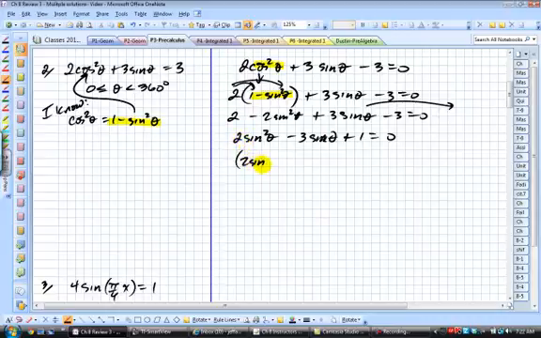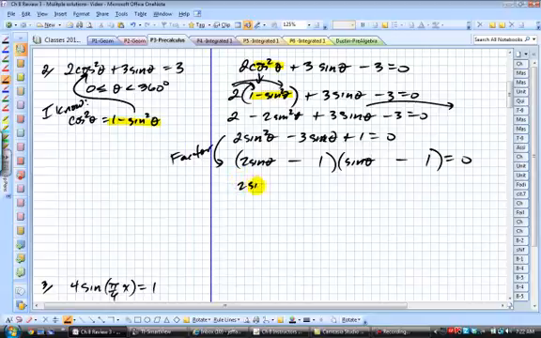So we're going to try 2 sine theta times sine theta. That's going to be equal to 2 sine squared theta. The factors of 1 go in. I'm going to try to get a negative 3 by making both negative. So I try to factor here from here to here. That's the factoring step.